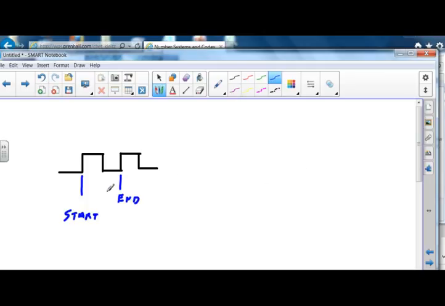I got a question. I'm really lost. I don't understand. What's in the middle of the start and end? What's the boxes for? Well, it's voltage. If I could spell voltage, boy.